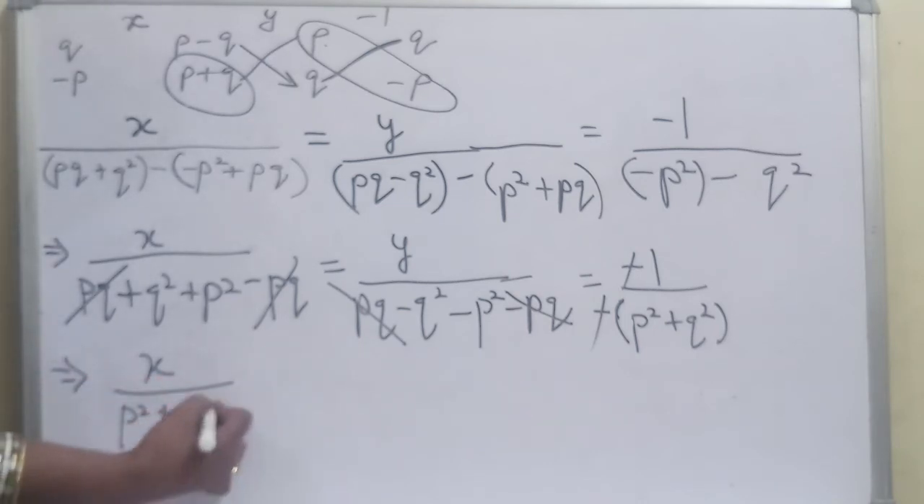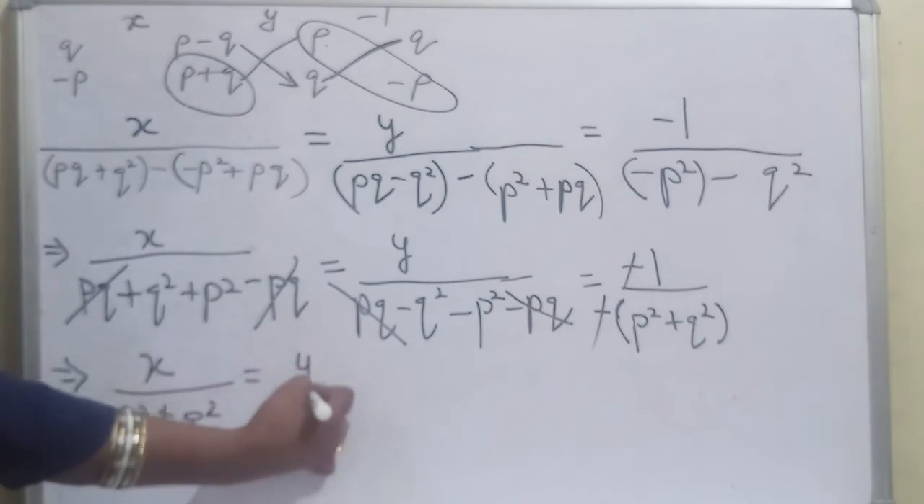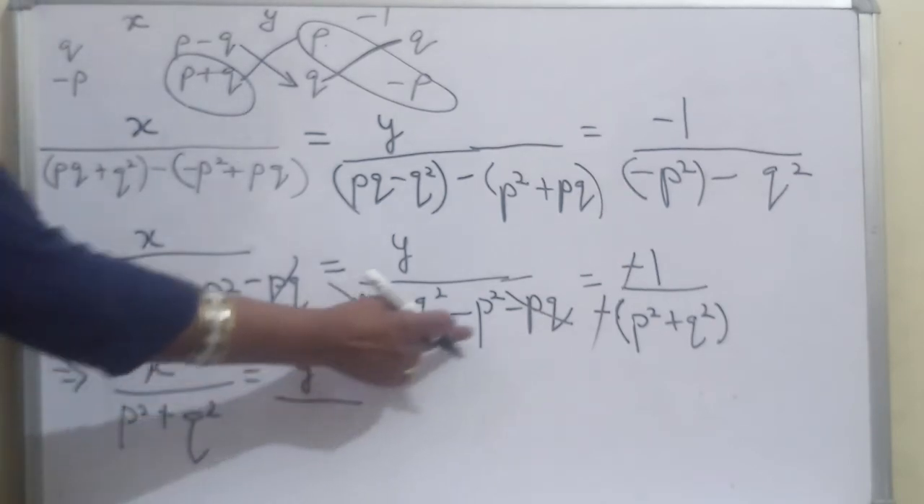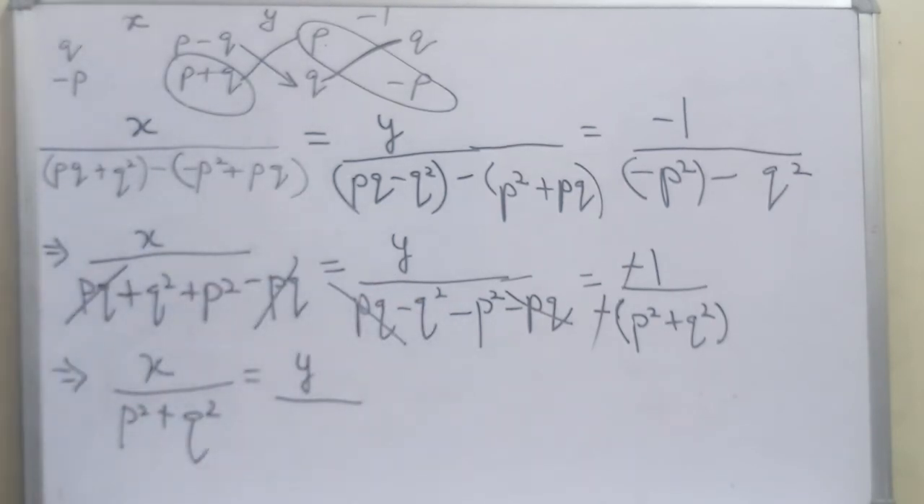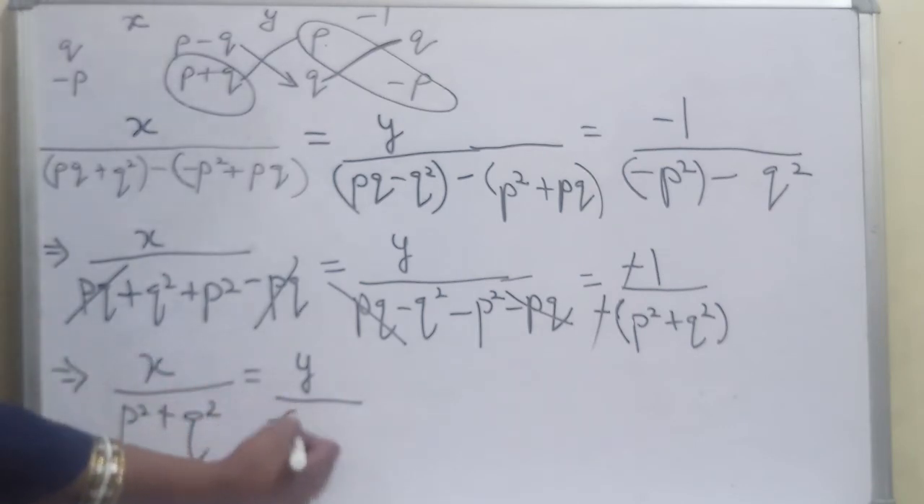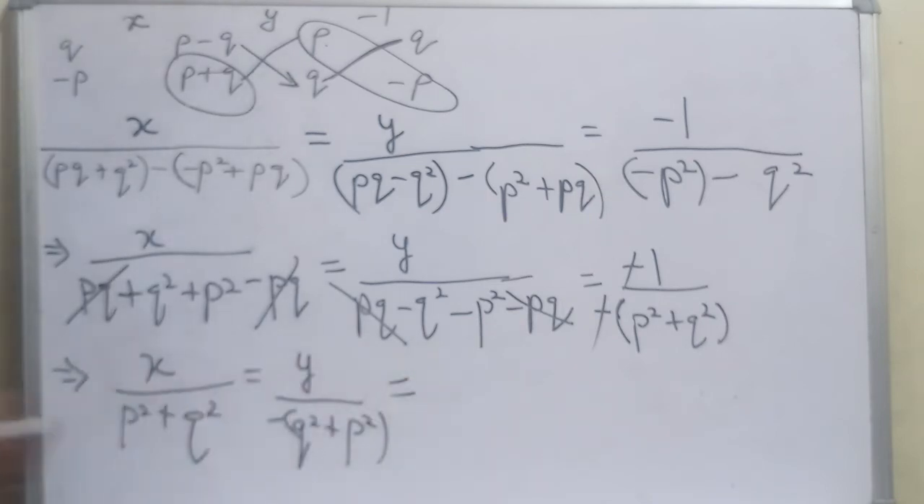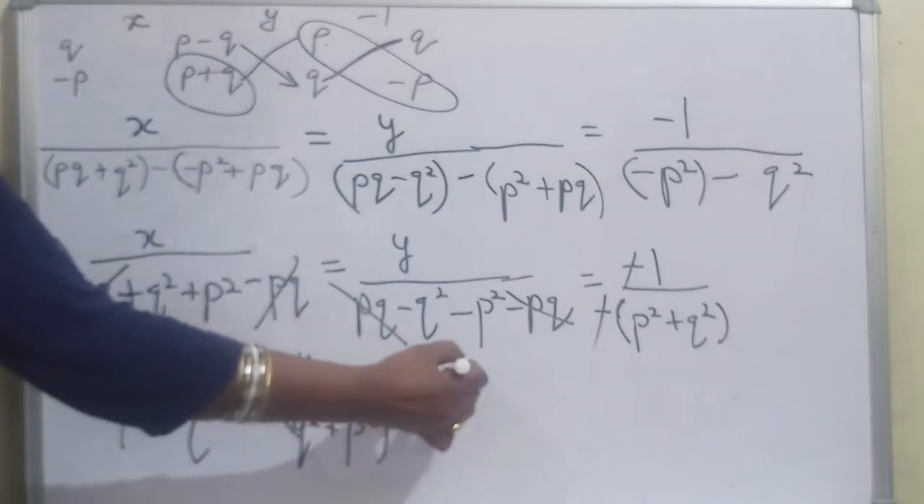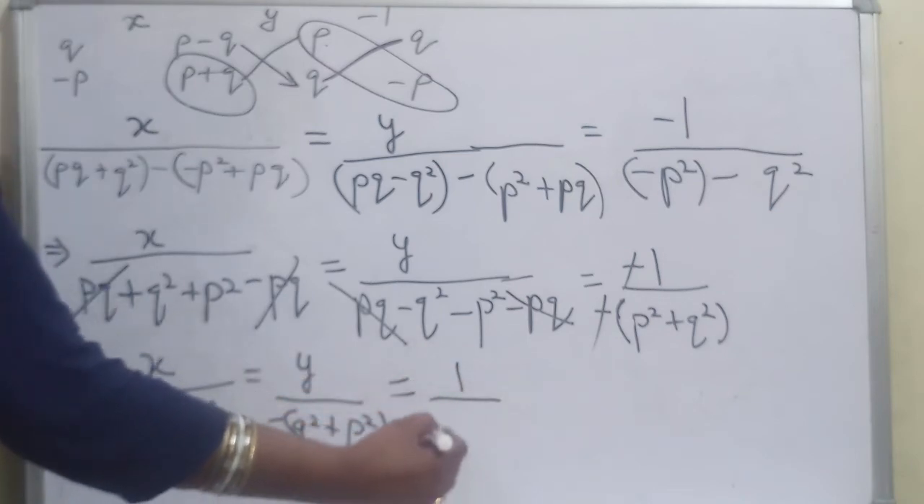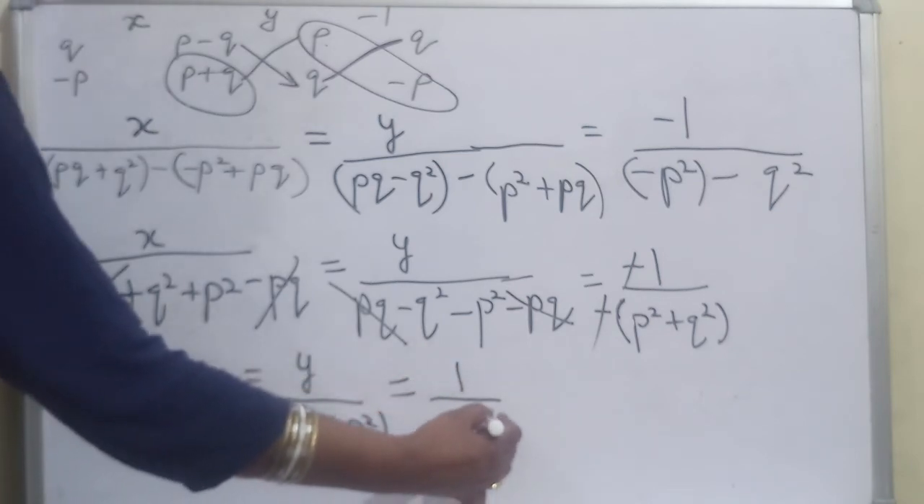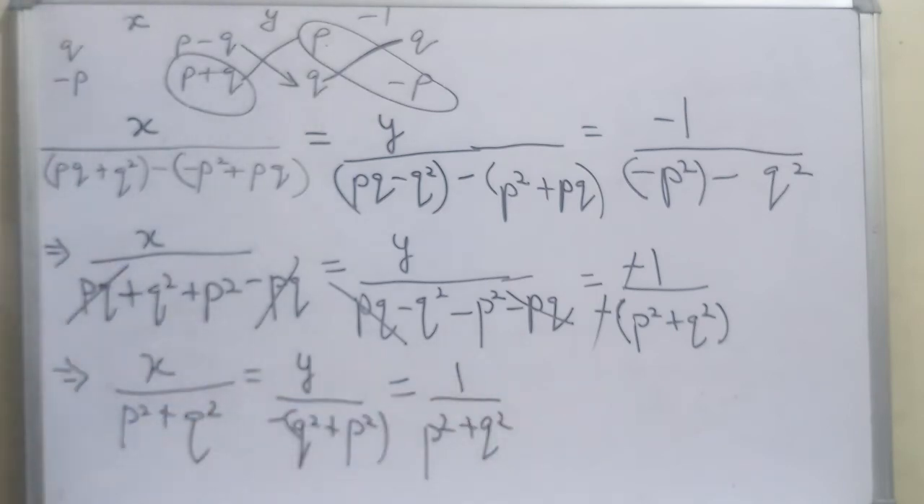Equal to y upon. Here again, take the common minus. What do I get inside? I get q square plus p square. Now it is equal to 1 upon p square plus q square.